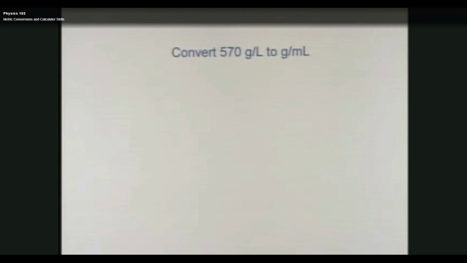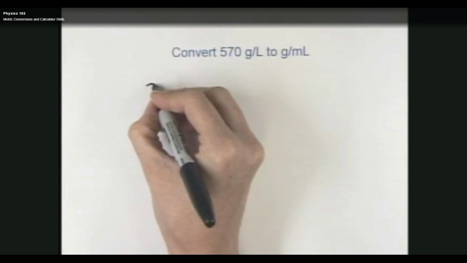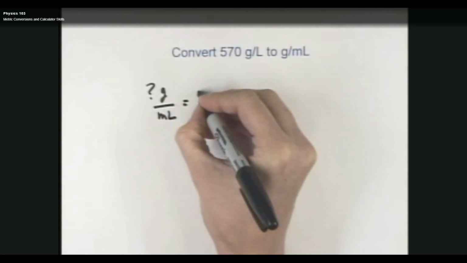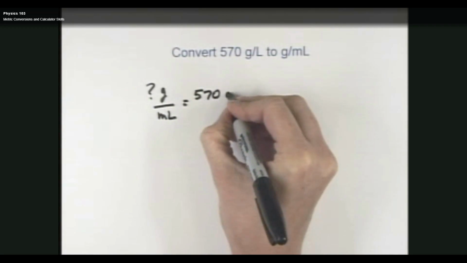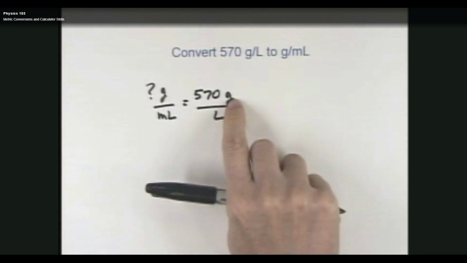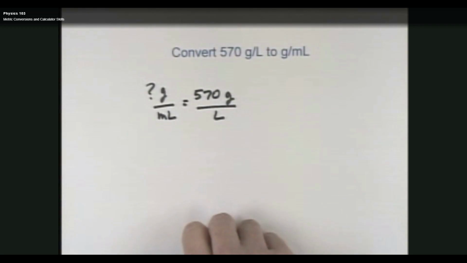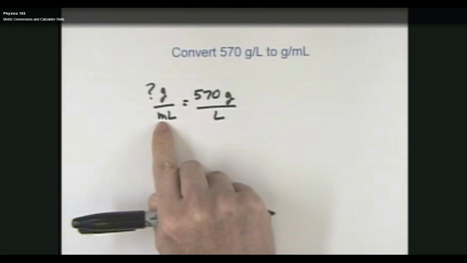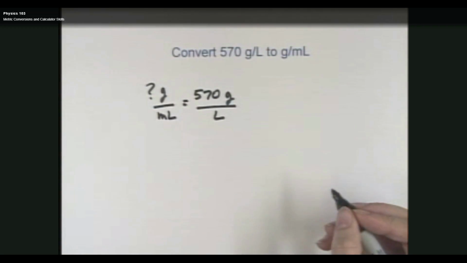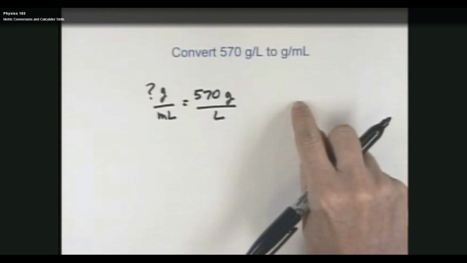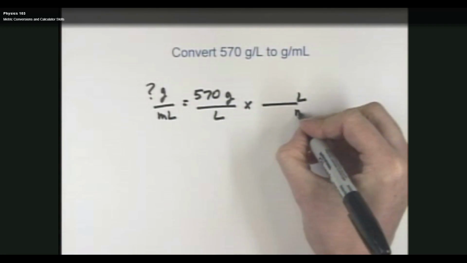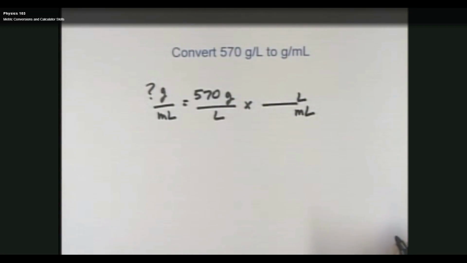Here's how you should have set up the problem. We say how many grams over milliliters equals 570 grams over liters. Look at your units. Grams is on top here and here, so we don't have to worry about grams. On the bottom, we have milliliters and liters. We need to convert liters into milliliters. So the first thing you do is take liters and put it on top. You take milliliters and put it on bottom. Then you plug in the numbers.